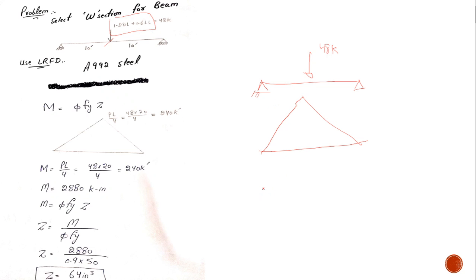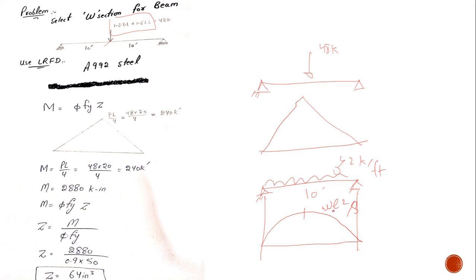And what if it was subjected to a UDL? Then, for example, I have a UDL here, 2 kip per foot, and the span is 10 feet. Then the bending moment diagram would be a second degree curve with the maximum value of WL square by 8. So this formula would be used to design a beam, and you can solve it.